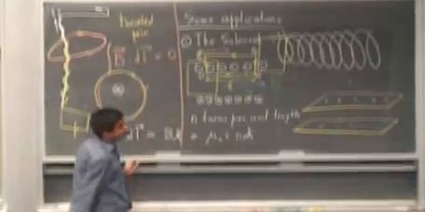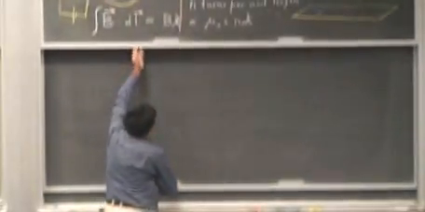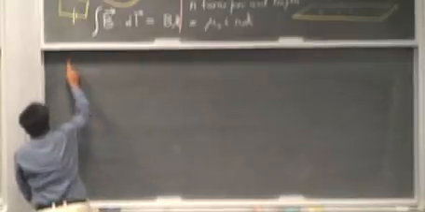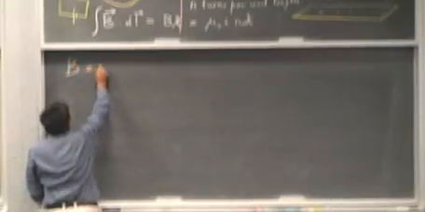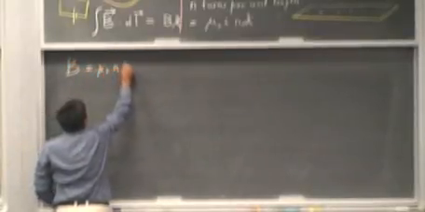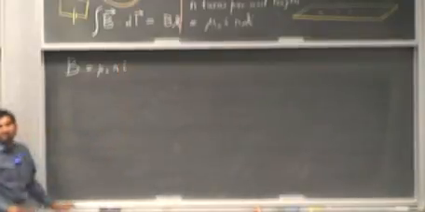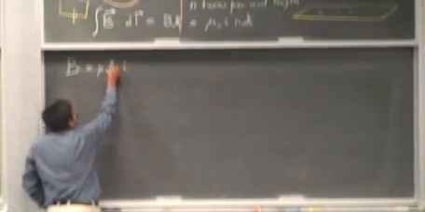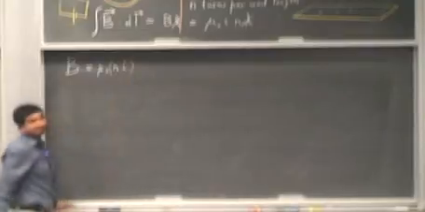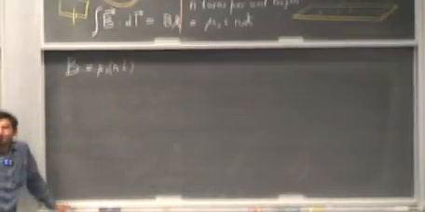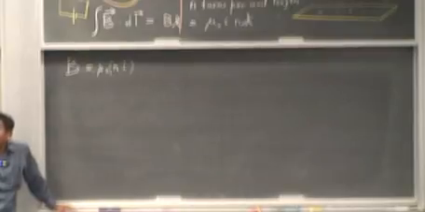The L goes away, and my B is mu naught nI. nI is the total, right? This is the magnetic field along the axis of a solenoid, inside the solenoid. We used Ampere's law to calculate it.